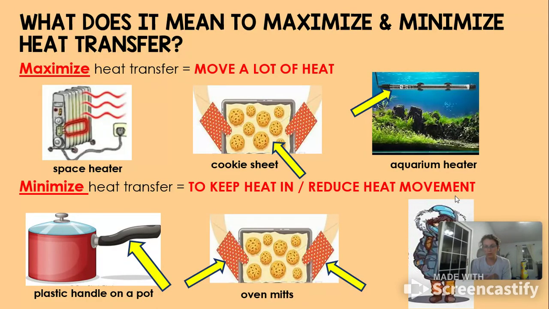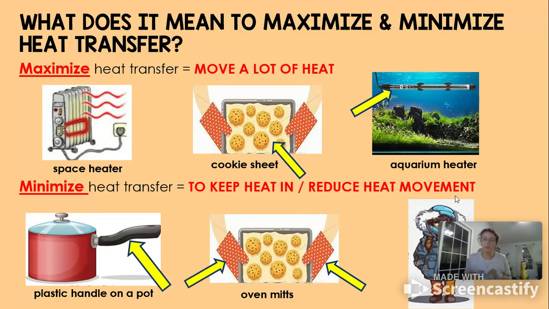All right, so when we talk about heat transfer, we're going to start talking about minimizing heat transfer and maximizing heat transfer. Minimize means to get smaller. Maximize means that we're going to get larger. So when we maximize heat transfer, that means that we want heat to go somewhere. A space heater is a great example. What are space heaters also made of? Metal, okay? So metal is a great way to maximize heat transfer.